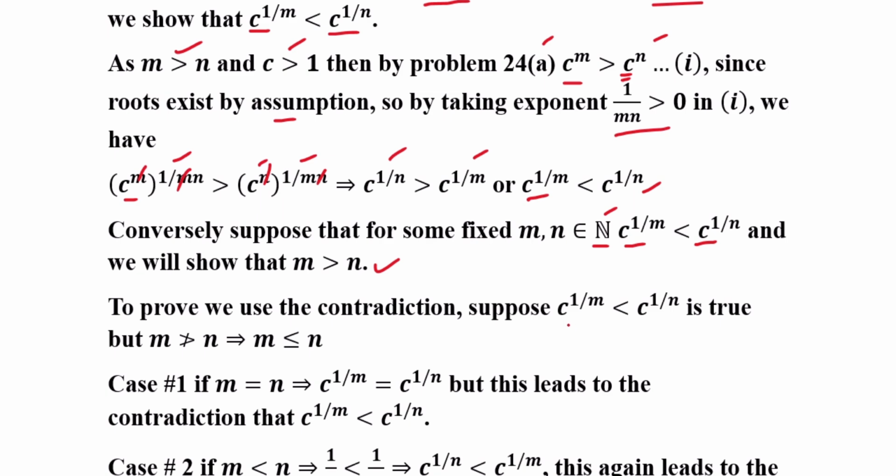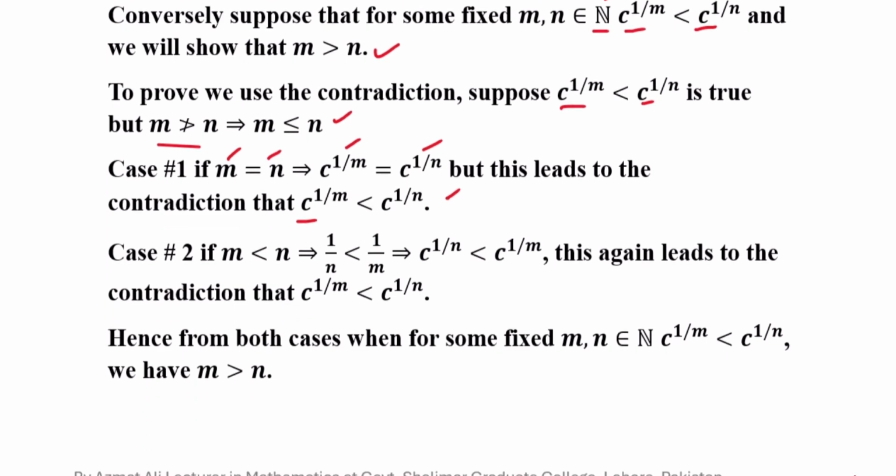Suppose the mth root of c is less than the nth root of c, but m is not greater than n. In other words, m is less than or equal to n. So when m is equal to n, then clearly the mth root is equal to the nth root of c, but this leads to the contradiction that c raised to power 1 over m is less than c raised to power 1 over n.